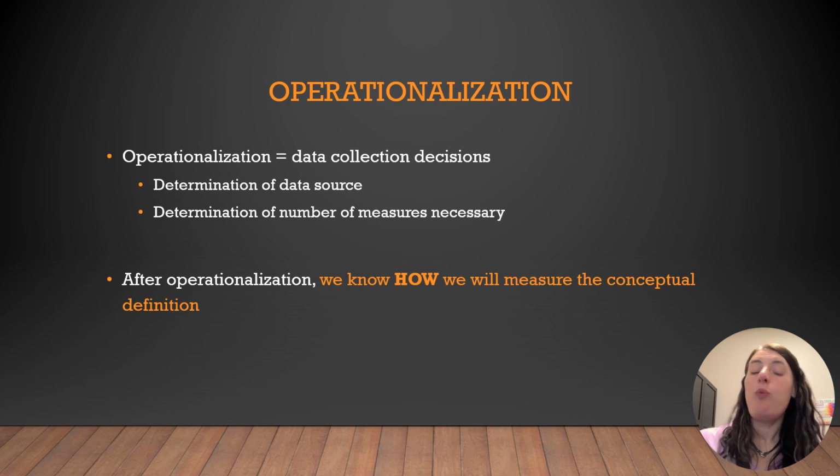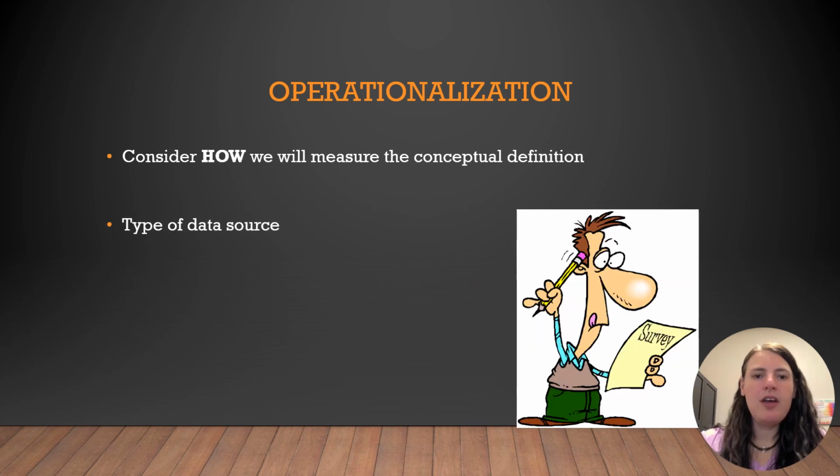Okay, now that you know what you want to measure, now it's time to figure out how to measure it. This is called operationalization. Operationalization involves you making decisions about how you are going to collect the data and how many measures you need to measure the conceptual definition. One of the biggest questions you need to answer during operationalization is what type of data you're going to use. There are several different kinds of data you can collect, and each has its own advantages and disadvantages.